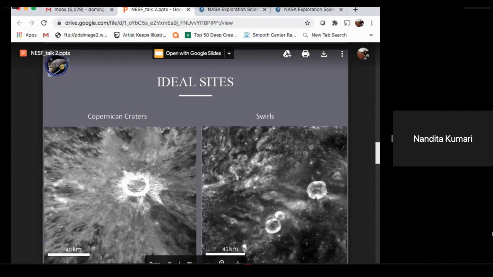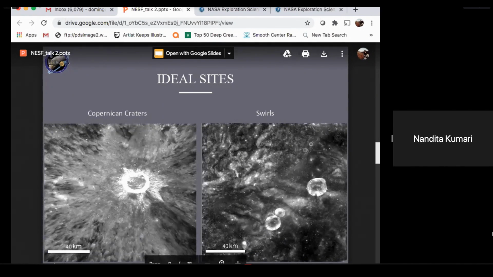To do this study, the ideal sites would be Copernican craters because they have a bright ray pattern around them, and also they overlay on a relatively older surface. So they have essentially the same silicate composition, but different albedos. The same is the case with soils.